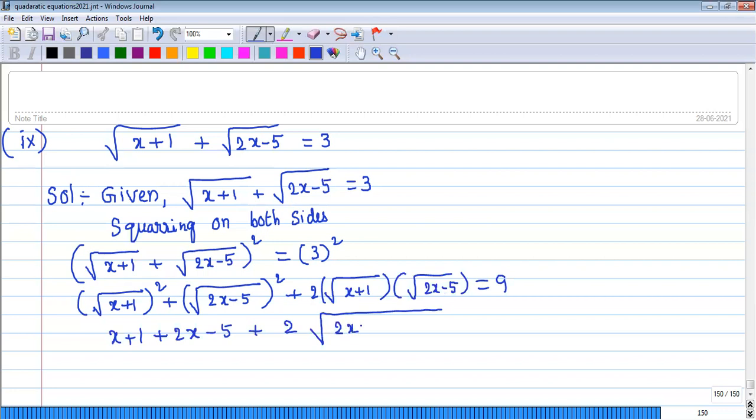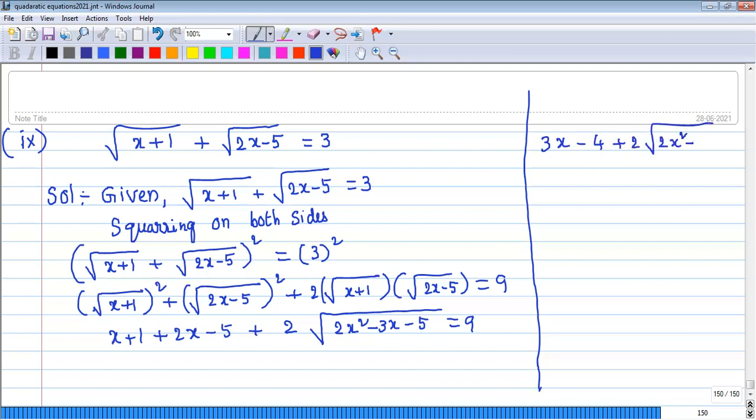Root a into root b is root of ab. Root of x plus 1 into root of 2x minus 5 is root of x plus 1 into 2x minus 5. That will be 2x square plus 2x minus 5x, that is minus 3x minus 5, equal to 9. So we need to simplify further also. 3x minus 4 plus 2 times root of 2x square minus 3x minus 5 equal to 9.